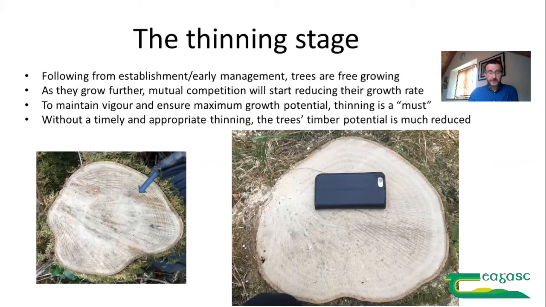So in the picture on the left, we can see the impact on the ring width of competition and lack of thinning. On the right, we see a tree that received timely thinning. You can see the regular wide ring width in its growth, leading to increased productivity.